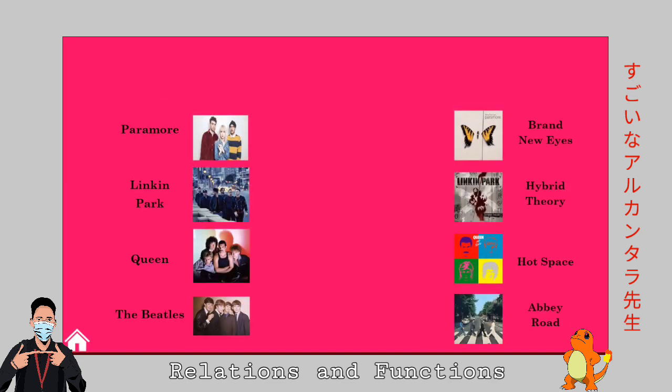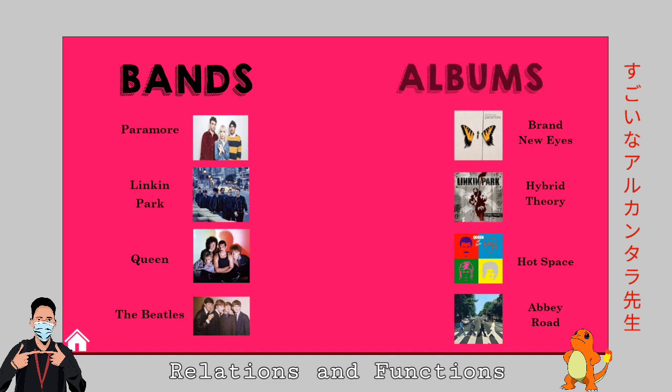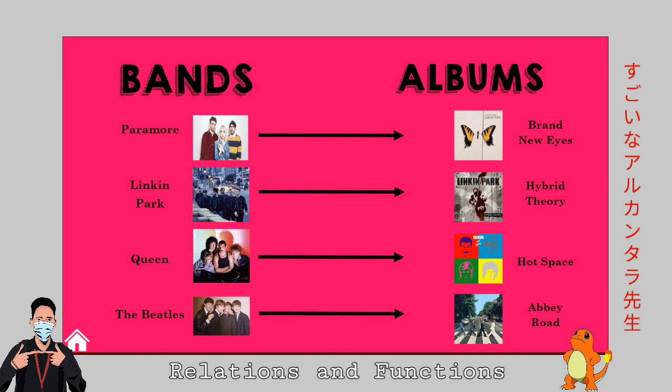And lastly, we have classics here. Paramore, who just got back. We have Brand New Eyes as one of their albums. Then Linkin Park, Hybrid Theory. After all this time, Hybrid Theory is still the best. Then here we got Queen with Hot Space, and then lastly the Beatles with Abbey Road.